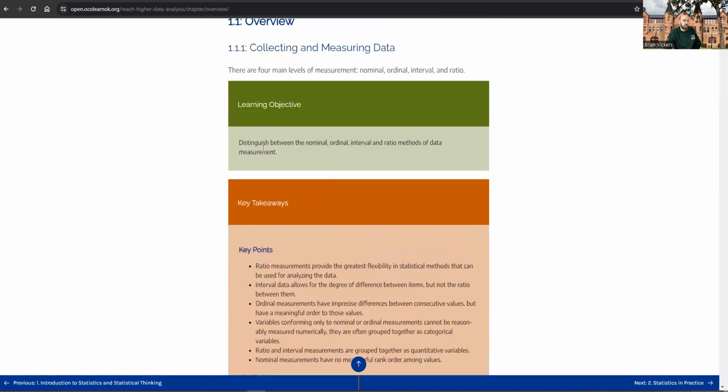All right, so let's go on to determining the difference between nominal, ordinal, interval, and ratio. Well, some of these things, the clue is right there in the name, from Latin root words. Nominal means in name.